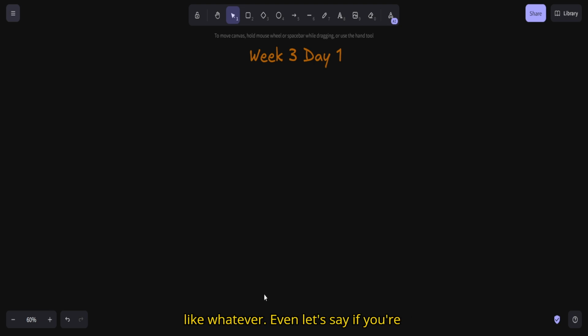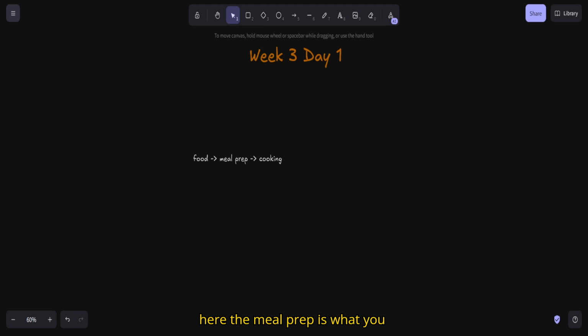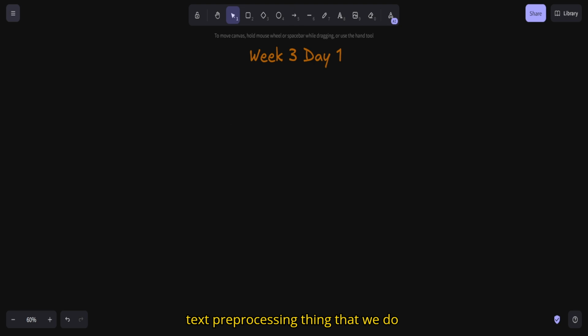Even if you're creating some food, first you have to do a meal prep, then you start cooking it. The meal prep is what you call text pre-processing in this case. So let's start. The first text pre-processing thing that we do is lowercasing.